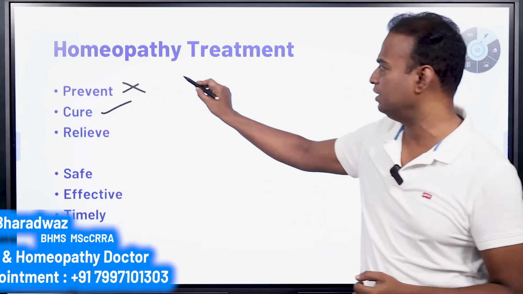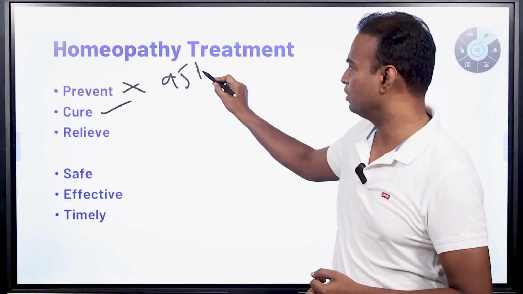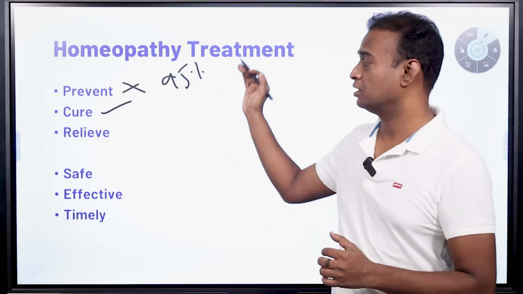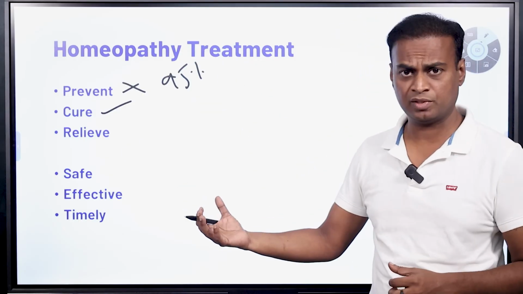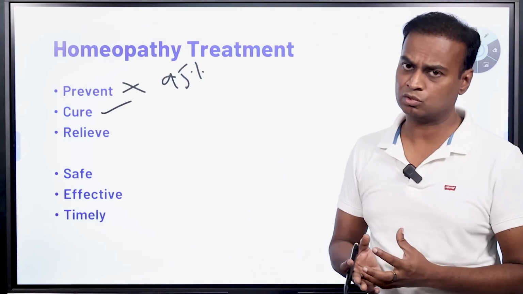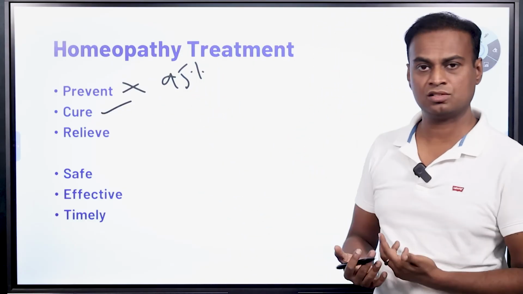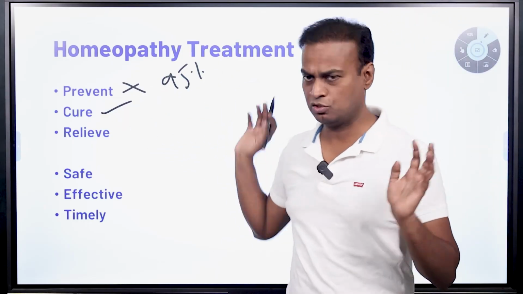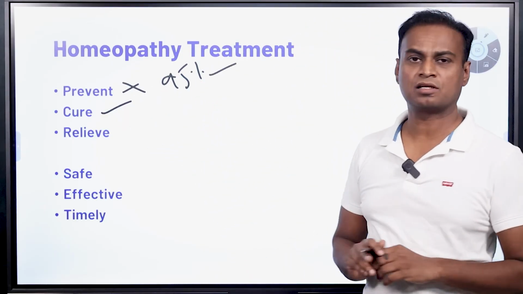In almost 95% of the cases where they get treated with homeopathy, there is no recurrence. Only 5% of women get recurrence, but 95% of the women who are treated for Bartholin cyst will prevent the cyst from coming again and again. Next one is cure. In 95% there is complete cure.